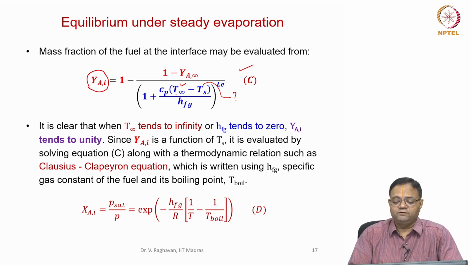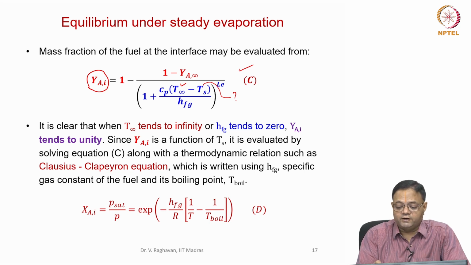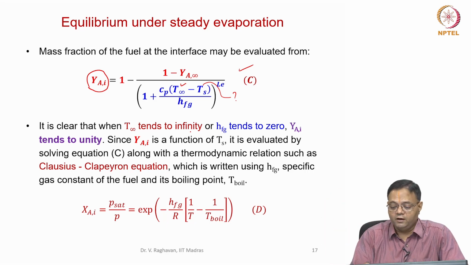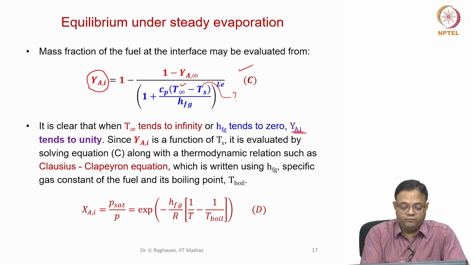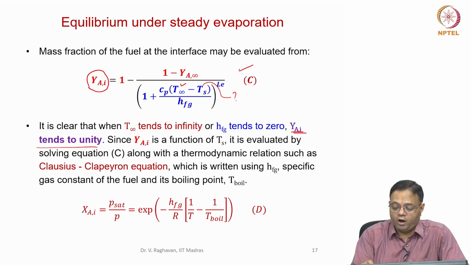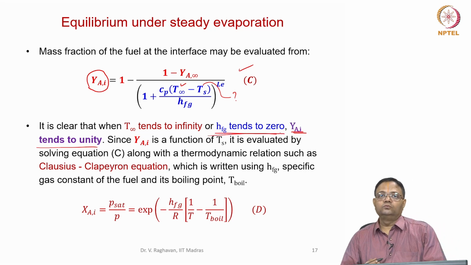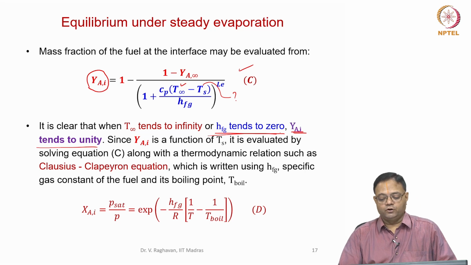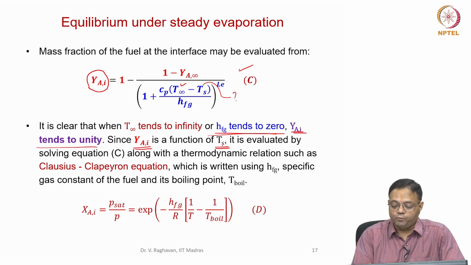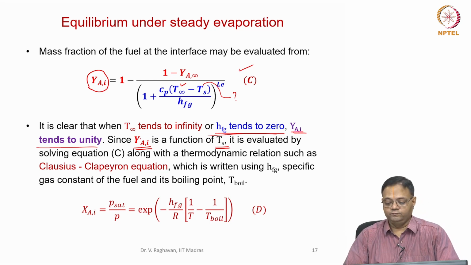Now let us analyze this equation. It is clear that when T infinity tends to infinity, that is, T infinity gets higher and higher, like 100 degrees, 200 degrees, 1000 degrees, then Ya will tend to unity. That means the partial pressure of the vapor goes to a value of 1. Or if the latent heat tends to 0, that means you operate at higher pressure, then also Yai will tend to 1. So, in fact, Yai is a strong function of Ts. As Ts approaches the saturation temperature or boiling point, Ya approaches 1.